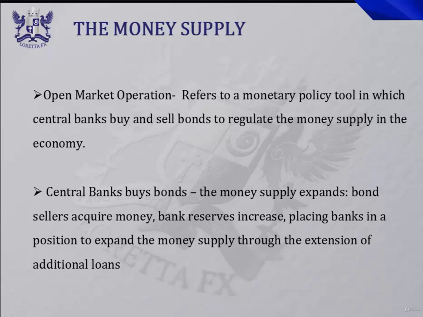Okay, so a central bank can manipulate the money supply by decreasing and increasing the reserve requirements, by increasing or decreasing interest rates, and through open market operations.